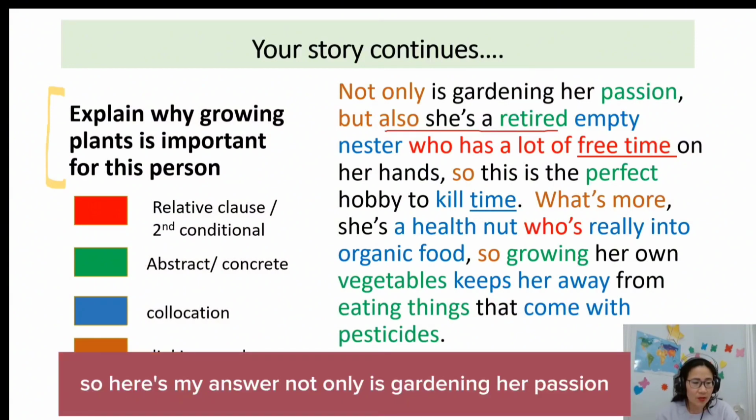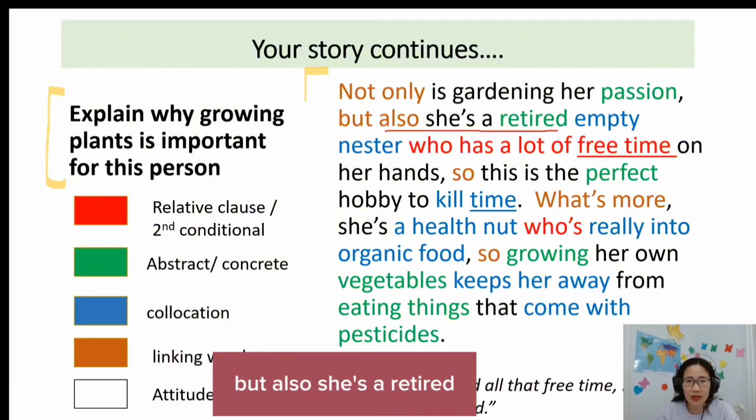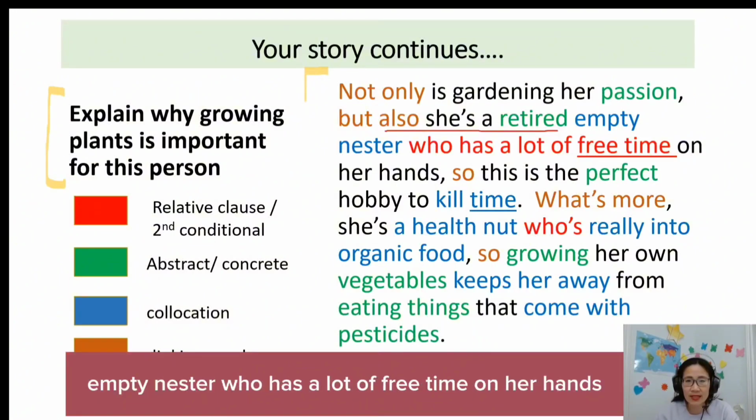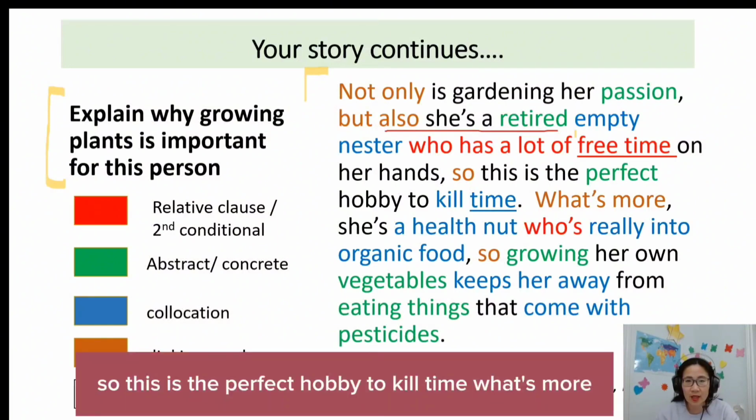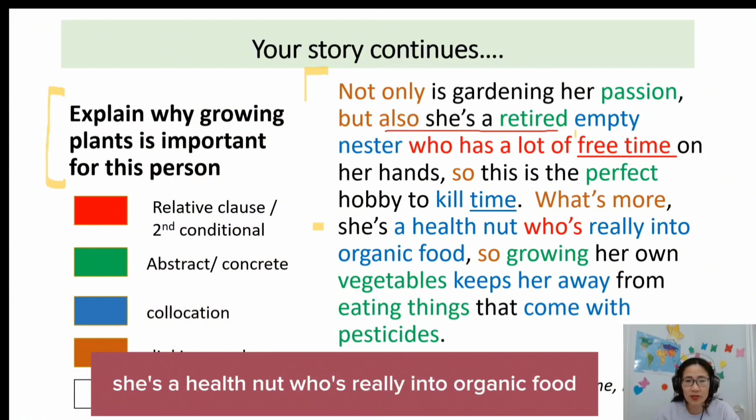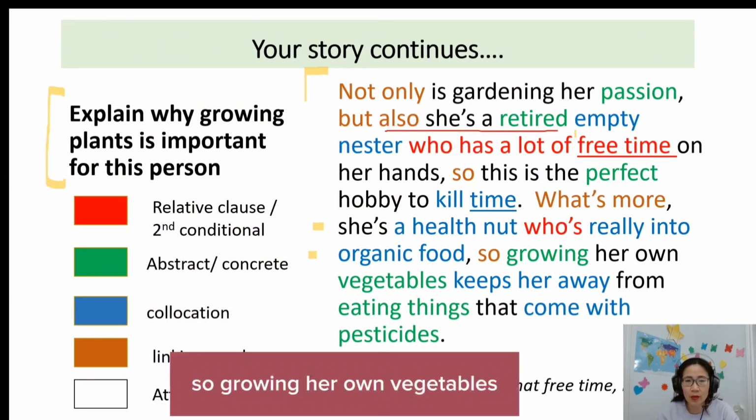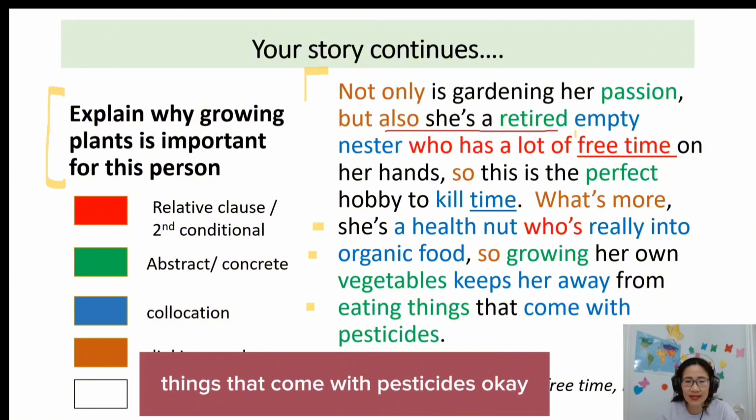Okay. So here's my answer. Not only is gardening her passion, but also she's a retired empty nester who has a lot of free time on her hands. So this is the perfect hobby to kill time. What's more, she's a health nut who's really into organic food, so growing her own vegetables keeps her away from eating things that come with pesticides.